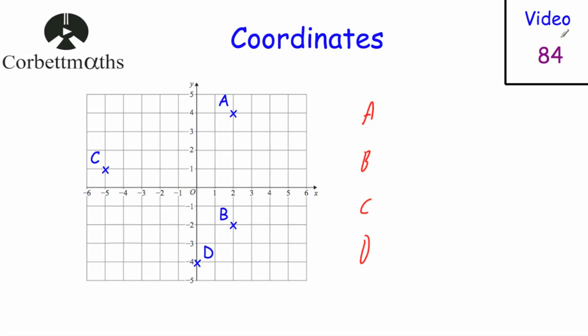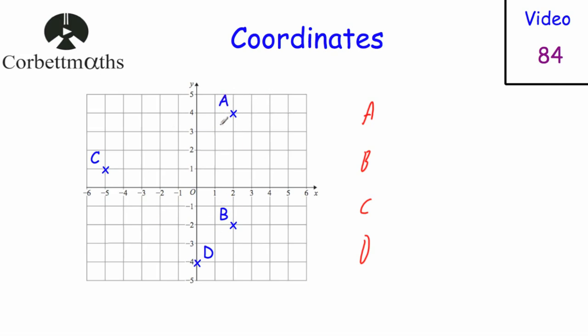So that's video 84 in Corbettmaths. So here we've got a set of axes and we've got some coordinates. We've got A, B, C, and D. And we're going to write down the coordinates of these four points. And whenever we write down coordinates, some people remember the saying "along the corridor, up the stairs." So I'm going to use that just to help us find these coordinates.